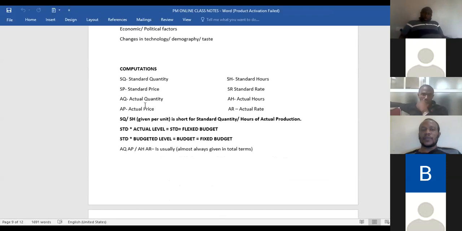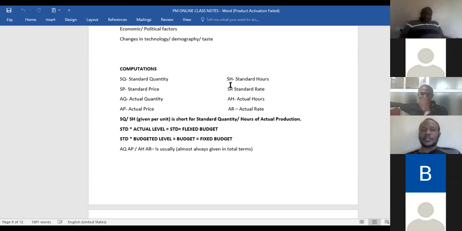Then for the other variances, so overhead and labor variances, instead of using quantity, we'll use hours, because it is hours that is a measure of the quantity of time taken. And then we have standard hours, standard rate, actual hour, and actual rate.